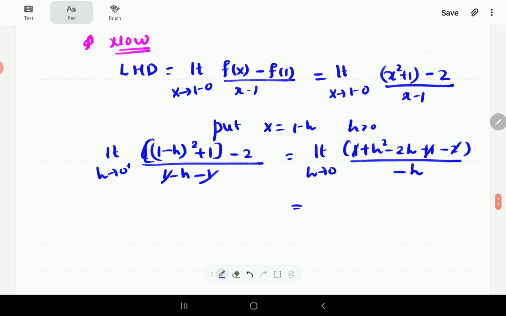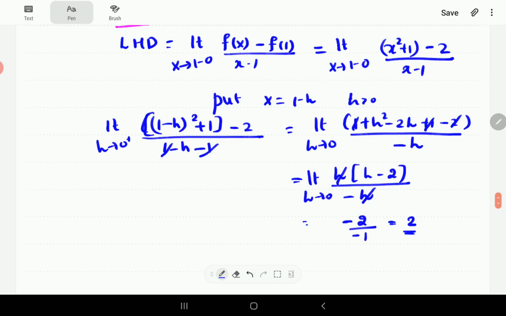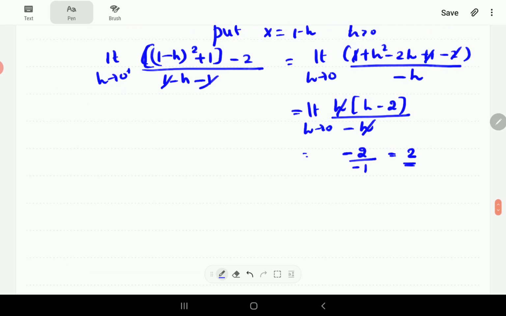So in the numerator we can take h out. This will be h minus 2 upon negative h. So this h also cancels. Limit as h tends to 0, this will be simply negative 2 upon negative 1, which is equal to 2. Okay, so this is what we get. So the value of the left hand side limit is 2.